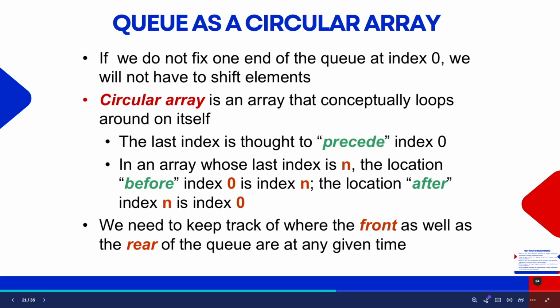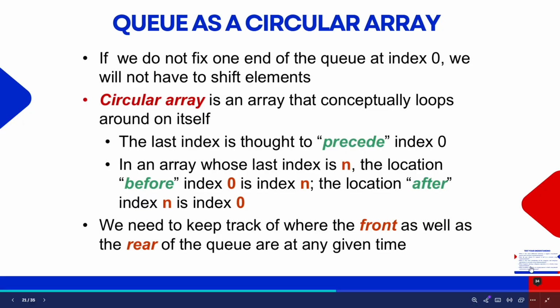The thing which we do with implementing a queue as a circular array is that we do not fix one end of the queue at index 0. Earlier we were fixing the front to point to the 0th location, and that is why always after removing an element from the first position, we were shifting all the elements downwards by one position. In order to overcome the challenges imposed by the shifting operation, we think of having a circular array.